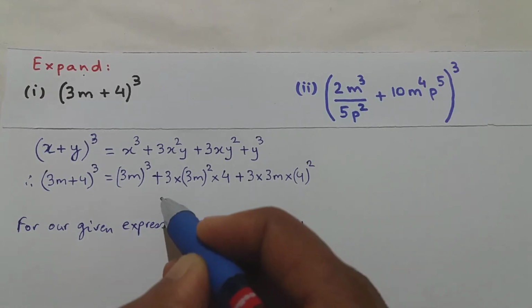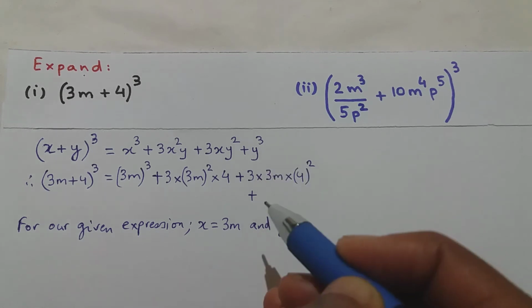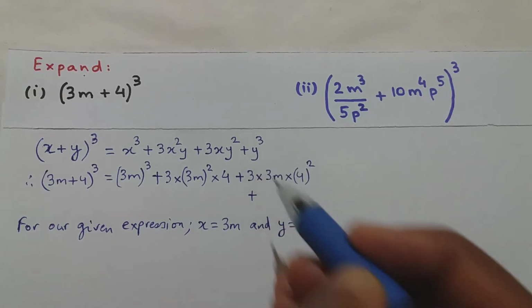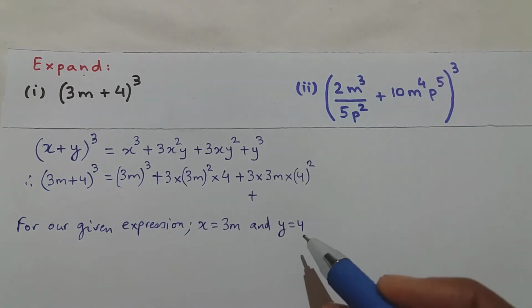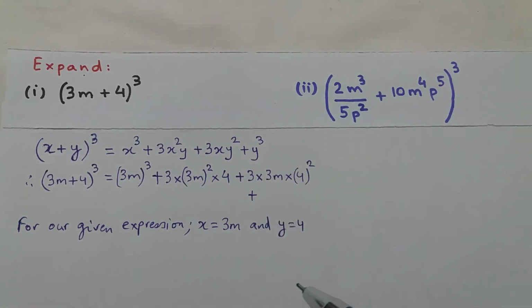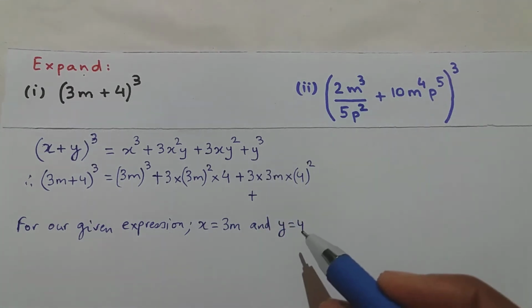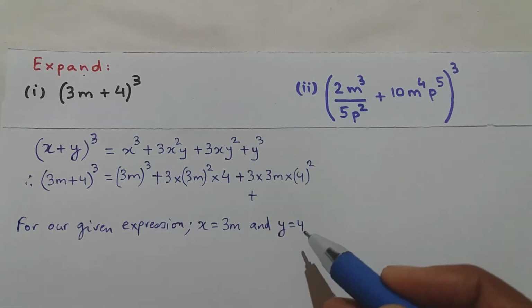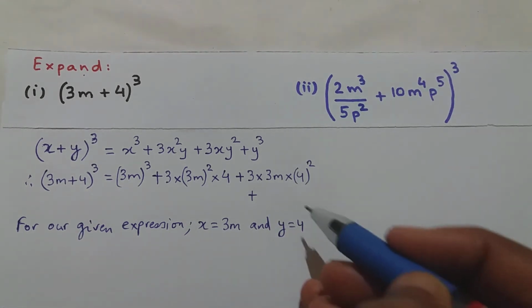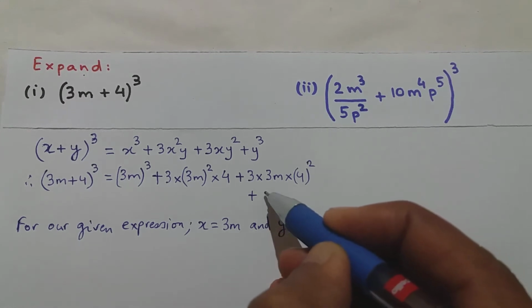Plus y cube. For our given expression, y is 4. So therefore y cube will become 4 cube. So instead of y cube, I will write 4 cube.